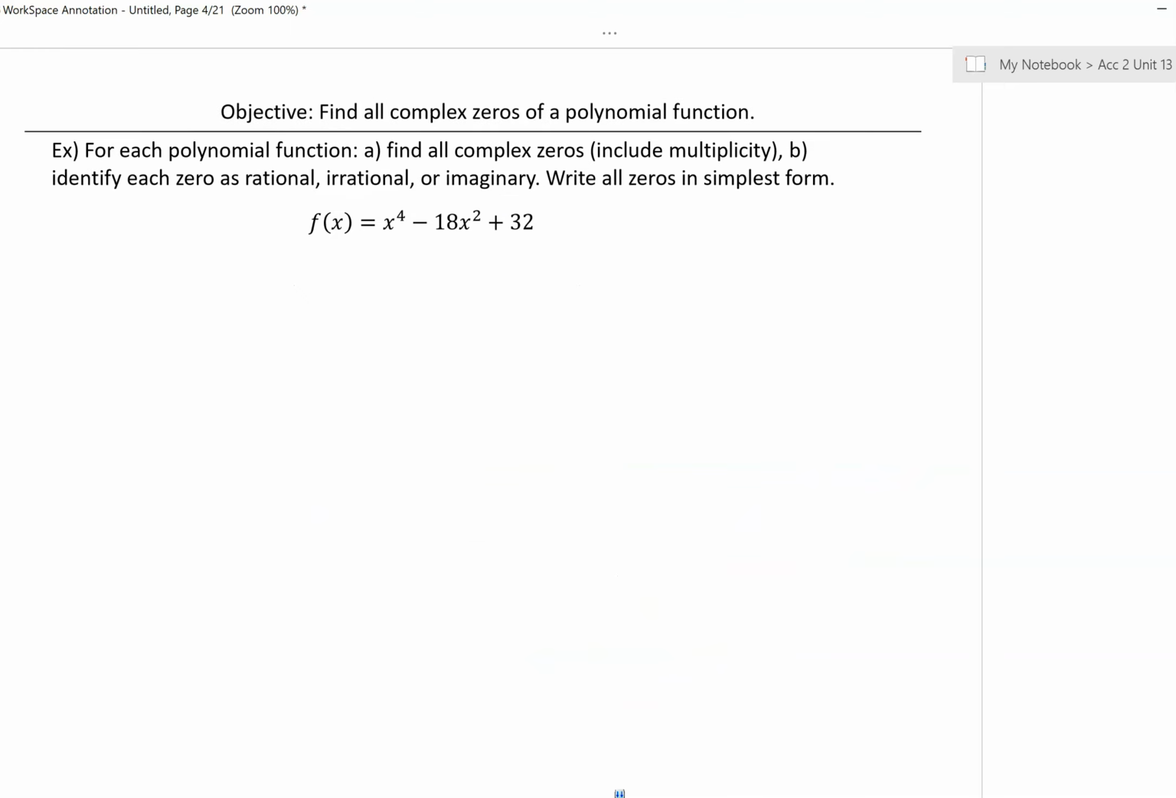All right, so let's take a look at a problem. So for each of these polynomial functions, we are going to find all the complex zeros, include multiplicity, so we can write those more than once. We need to identify each of our zeros as rational, irrational, or imaginary. And we want to write all of our zeros in simplest form. All right, here we go. So we are looking for zeros, which means that we're solving for values of x when our function value is 0.